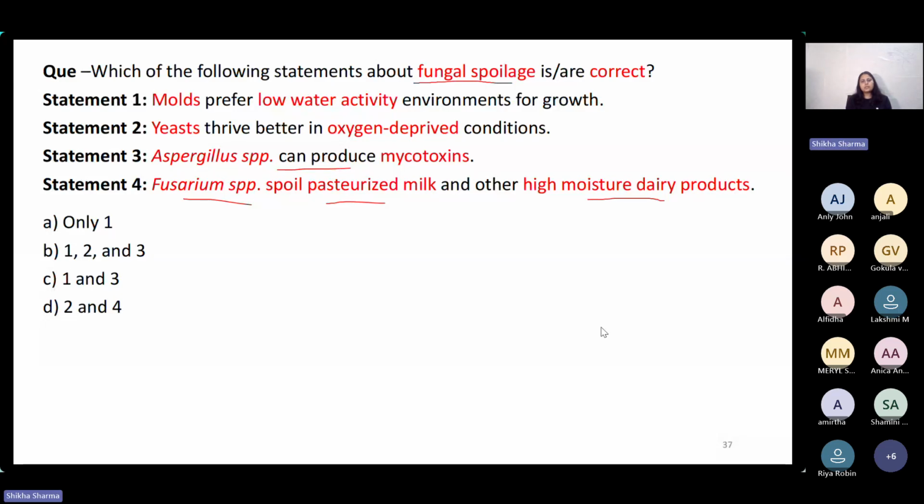Okay, so which one is the correct answer here regarding the fungal spoilage? The spoilage due to fungi, which means due to the mold or due to the yeast. Anju is saying C, which is that statements 1 and 3 are correct here, and 2 and 4 are the incorrect statements. Would anyone suggest any other option, or is this option correct?